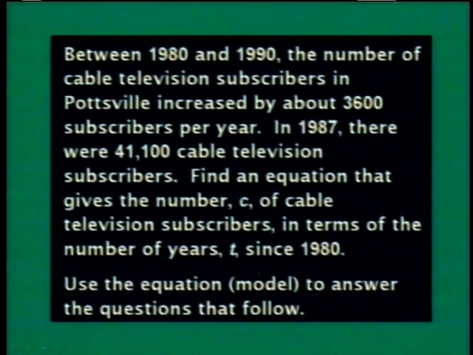Let's consider another example. Between 1980 and 1990, the number of cable television subscribers in Pottsville increased by about 3,600 subscribers per year. In 1987, there were a mere 41,100 cable television subscribers. We want to find an equation that gives the number C of cable television subscribers in terms of the number of years T since 1980. We want to use the equation to answer some questions.